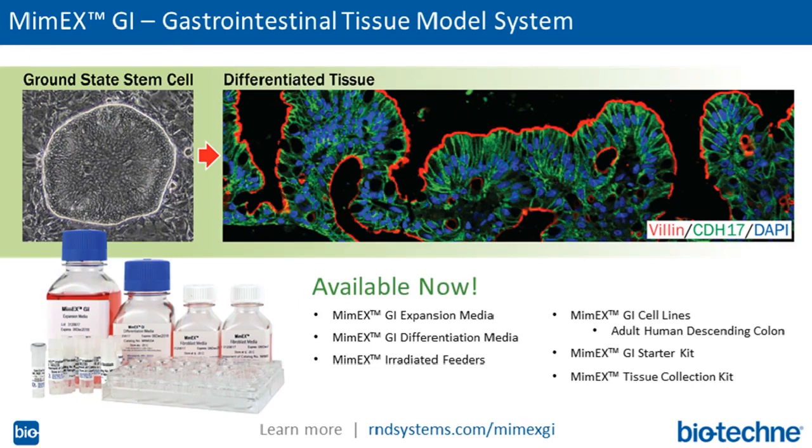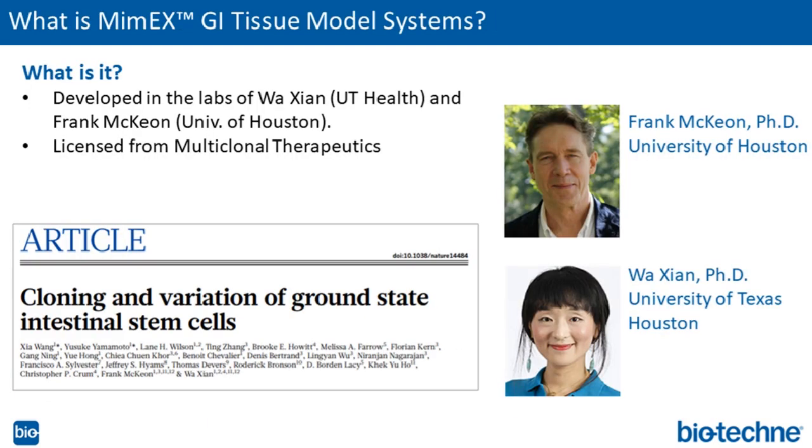The first is an exciting new platform for the generation of accessible and robust 3D gastrointestinal tissue, which we're calling MimEX GI. The MimEX GI is the first system available within the MimEX Tissue Model Systems product line and provides the media and reagents needed for isolating and expanding adult stem cells from the gastrointestinal system. An example of this is shown as a stem cell colony in the bright field image on the upper left-hand corner of your screen. The system also provides media for the differentiation of these stem cells into 3D tissue in vitro, as shown in the image on the right-hand side, showing immunocytochemistry of some differentiated tissue.